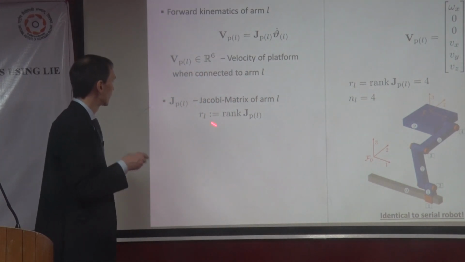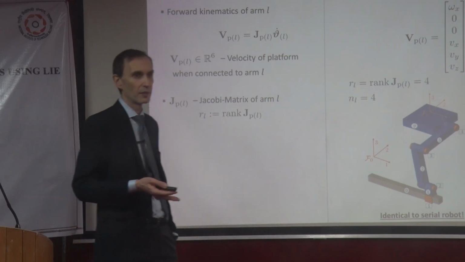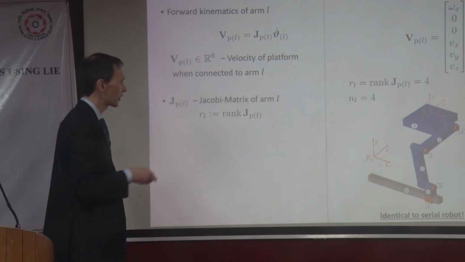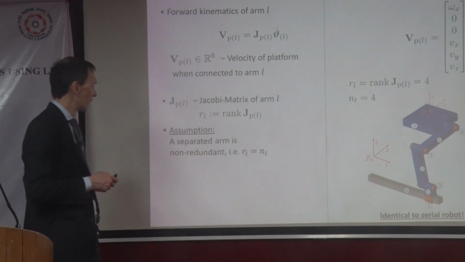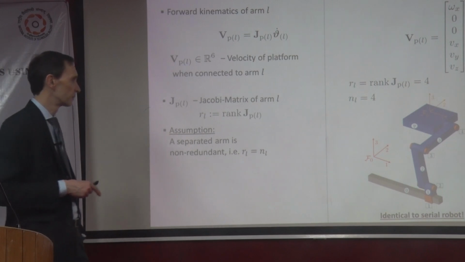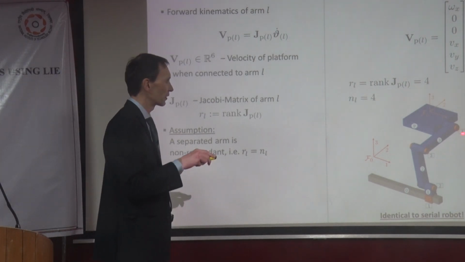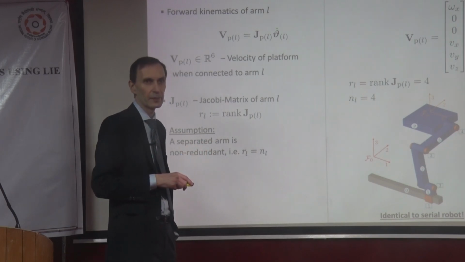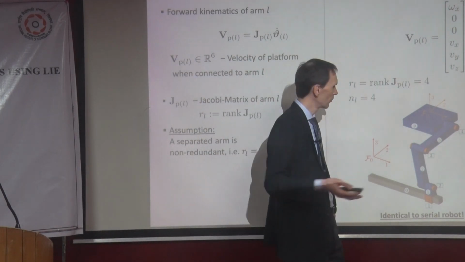Right. Then we know that this Jacobian has a certain rank. In any regular configuration, it has a certain rank, and we call the rank RL. And what we assume, and this is most of the time the case, is that a single limb is non-redundant. When I say non-redundant, as we said yesterday, what does it mean?